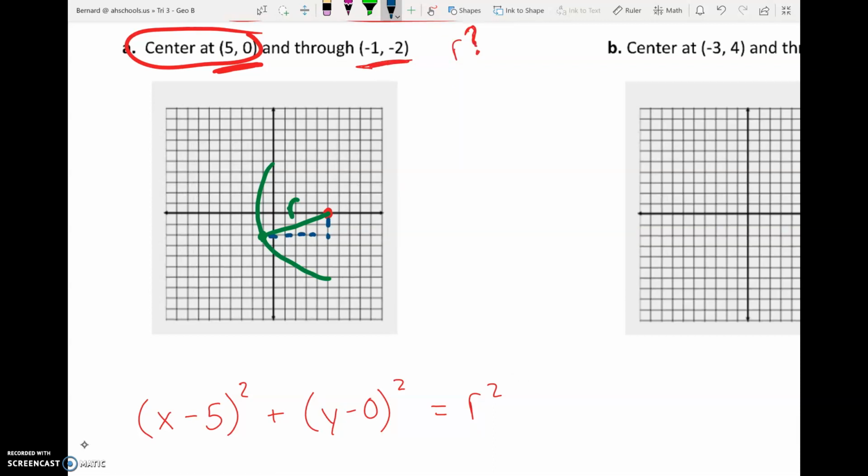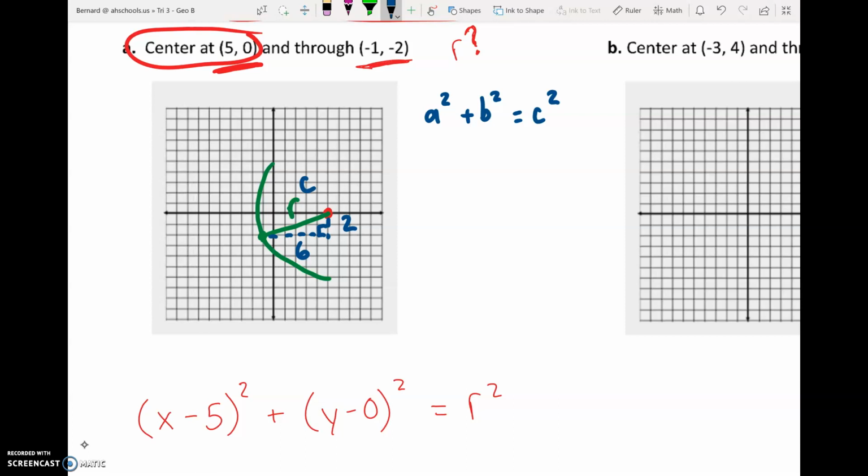Drop boxes down and over, and that creates a right triangle, right? On the right side, that's 2 units. On the bottom side of this, it is 1, 2, 3, 4, 5, 6 units. And remember, we're going to do the Pythagorean theorem here. Remember, that is a squared plus b squared equals c squared. And c is always across from our 90, so that's where our r is.